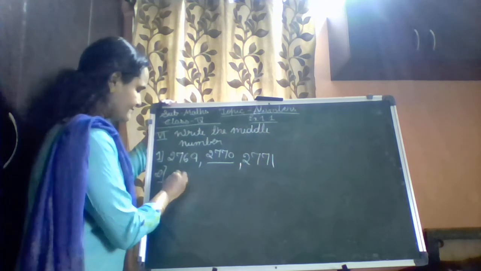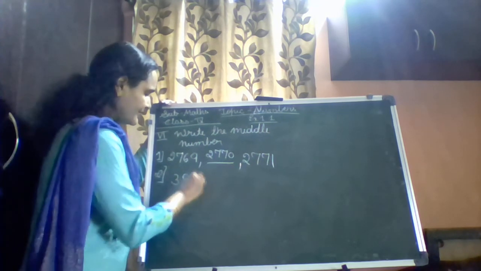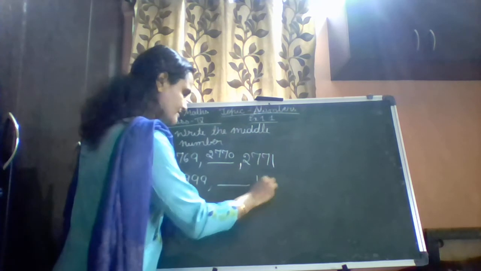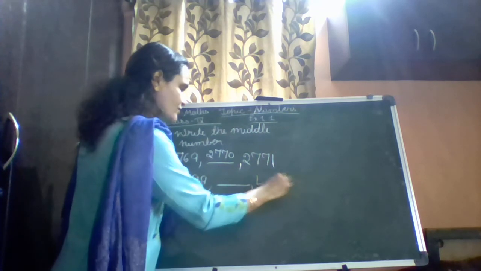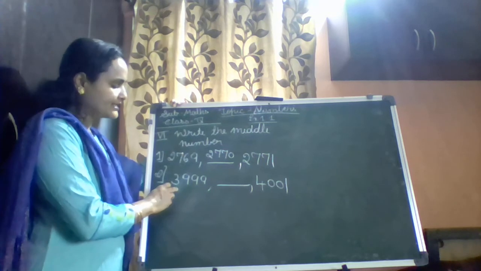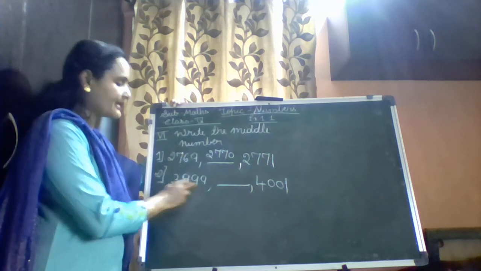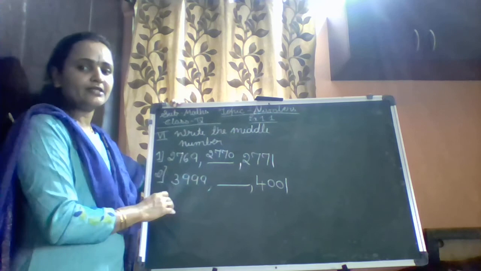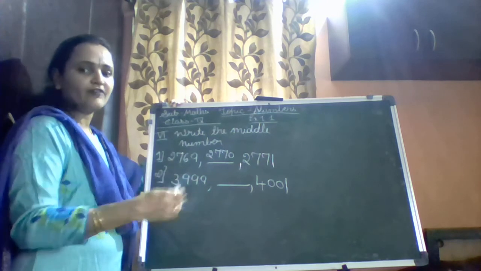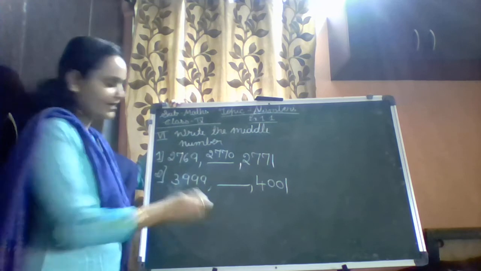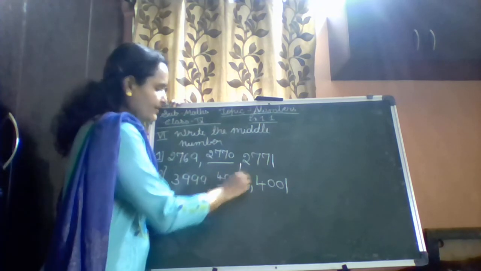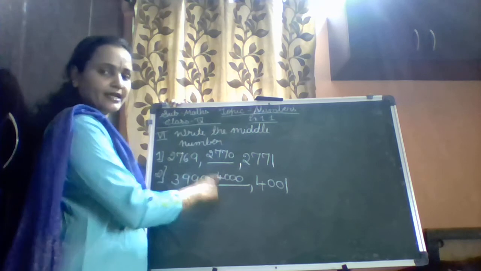Next one. 3999 comma dash comma 4001. So now how do you read this number? 3999. So after 3999 it is 4000. After 4000 it is 4001. So what would be the number between? 4000. If you are not able to write it like that, what do you do?